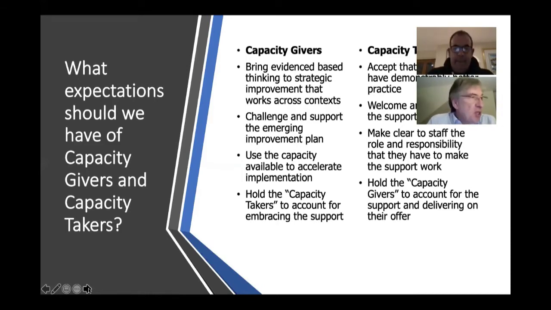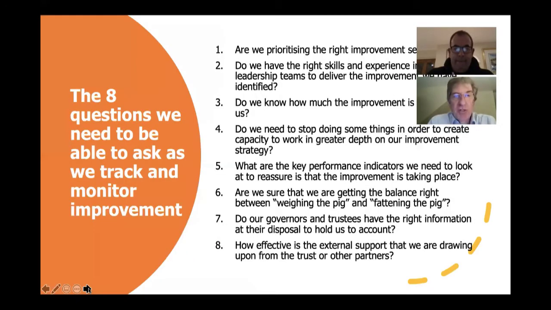And then I'll finish with a series of questions on this last slide. These are the questions that I think you should be able to answer about the teams that you lead, and others who are working with you should also have sight of this. So my first question is, are we prioritizing the right improvement sequences? So that goes back to my cycle about the prioritization, the 100-day plan. Effectively, are we working on the right things?